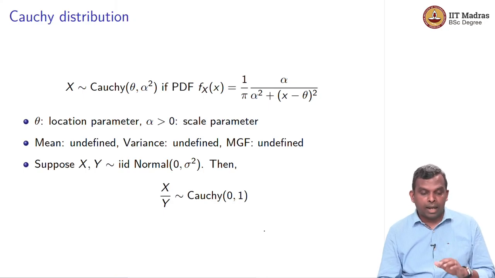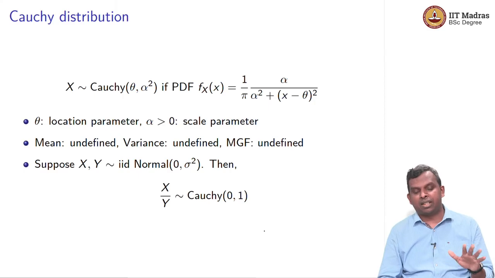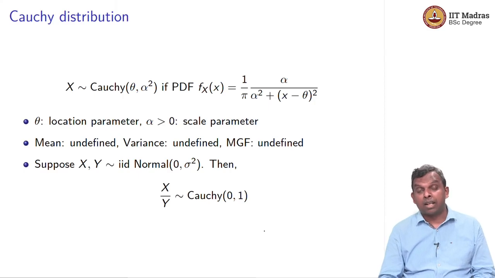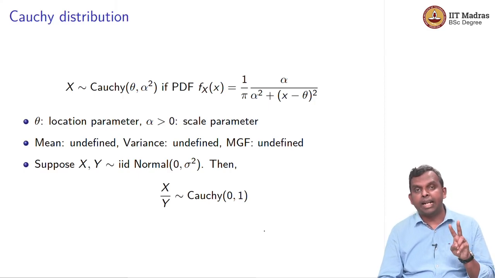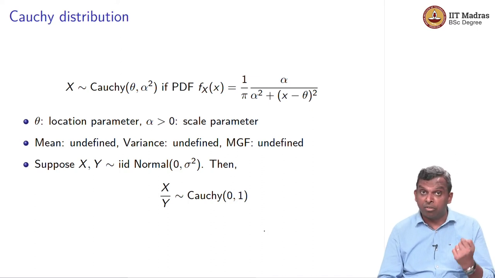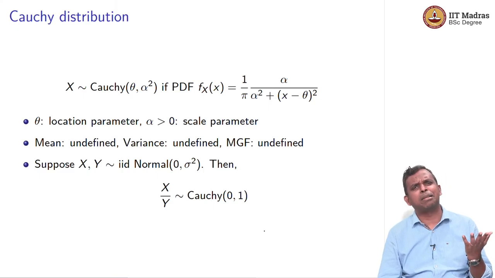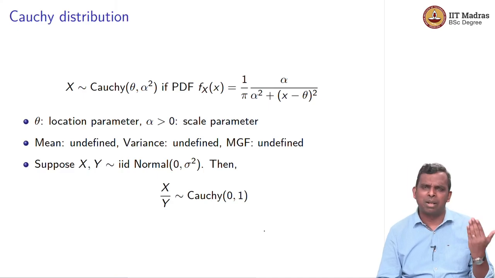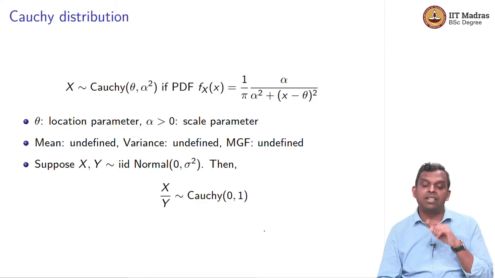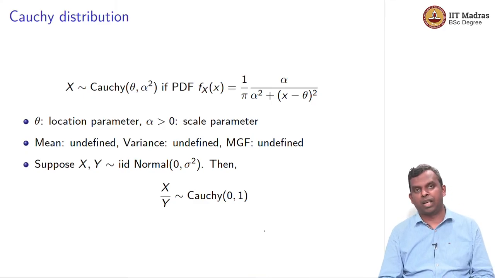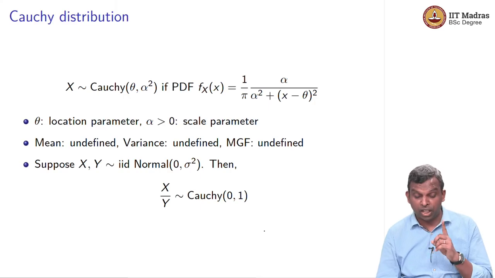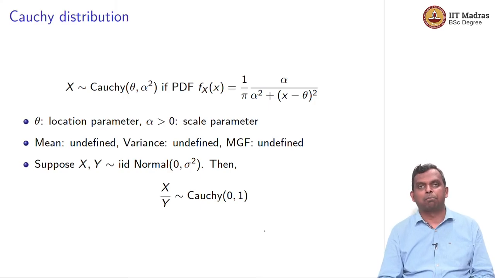Another very interesting property of the Cauchy distribution is this: if you take two IID normal 0, sigma squared random variables and take the quotient x divided by y, how do you find the distribution for x divided by y? Turns out there are some methods which involve some integration, and that has a Cauchy 0, 1 distribution. Theta equals 0, location 0, and alpha equals 1.